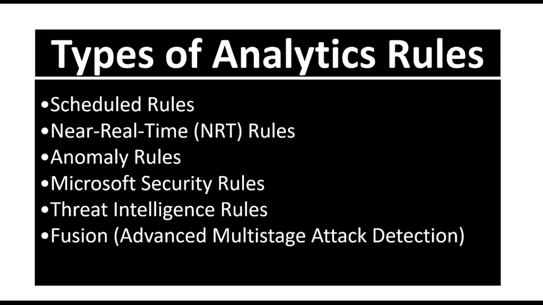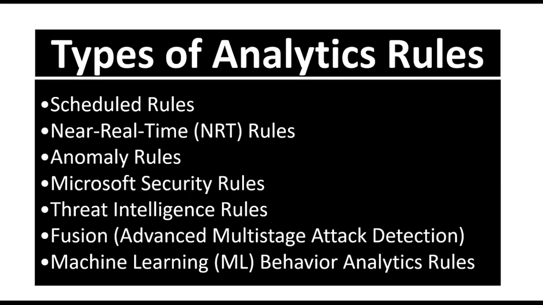Next one is fusion rules, advanced multistage attack detection. These correlate multiple low confidence signals to detect complex multi-step cyber attacks. This helps reduce false positives and identify advanced persistent threats, that is APTs. Next, machine learning behavior analytics. These leverage AI-driven behavioral analytics to spot evolving threats. These are useful for detecting insider threats, account takeovers, or privilege abuse.